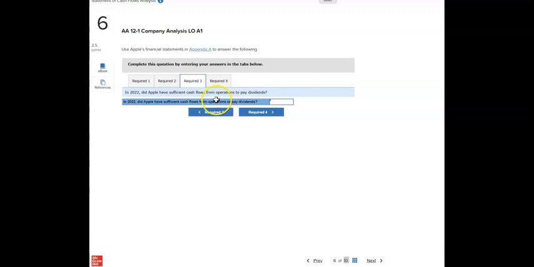So compare your cash flow from operations to dividends. And then compare whether they had more or less cash to repurchase common stock. Or did they spend more or less to repurchase common stock, right? So that's buying that treasury stock that we see under the financing activities. So you're going to click on Appendix A, and that will bring you to Apple's financial statements.